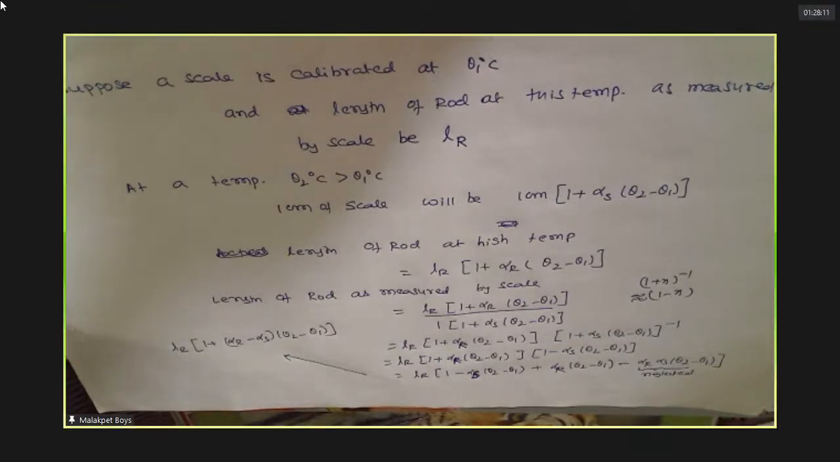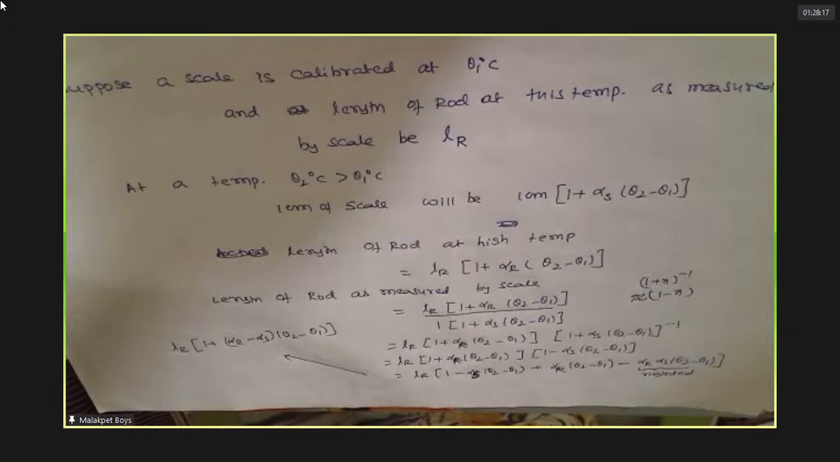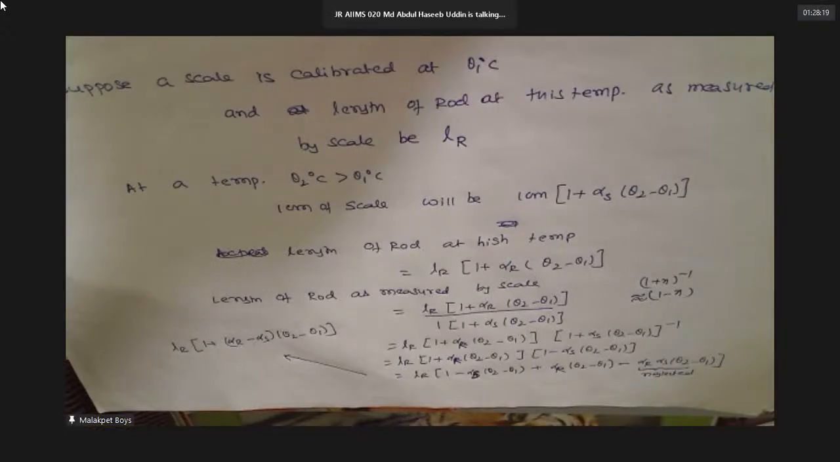Hello? Yes, sir. One minute, sir. Writing. Following or not? Sir, can you explain that part, sir? Length of rod as measured by scale.